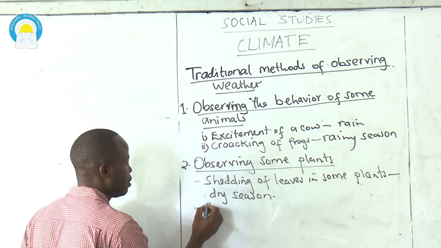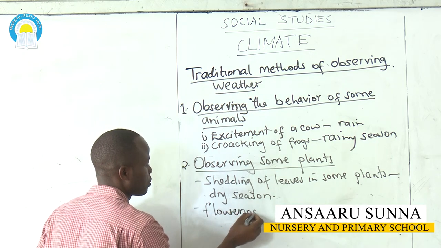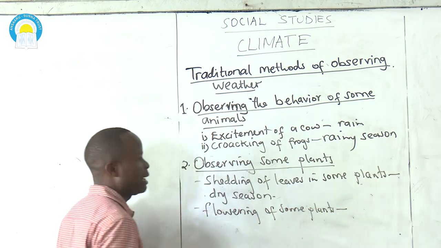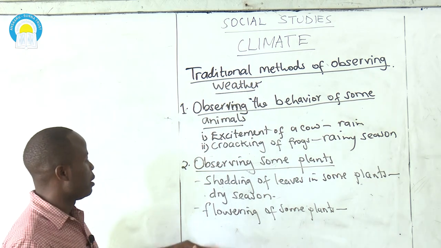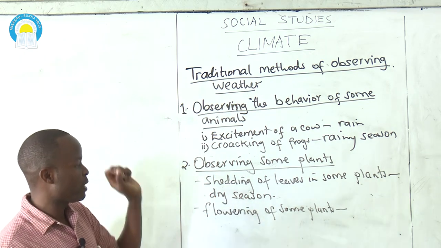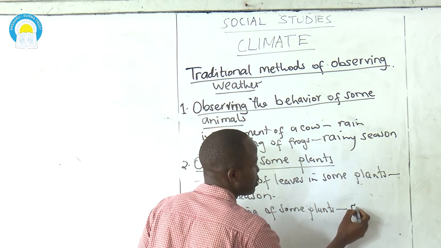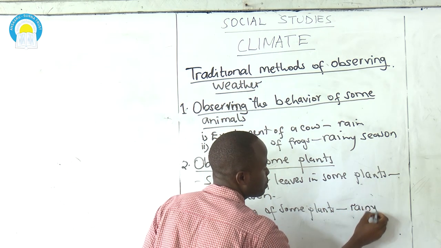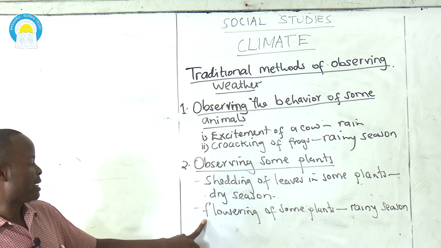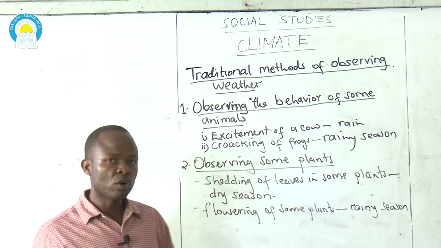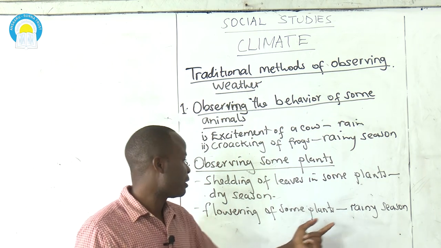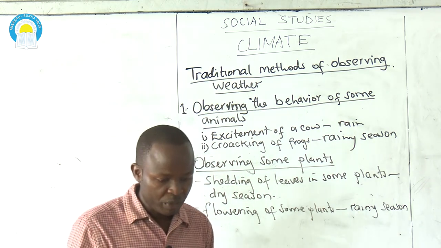Another one, flowering of some plants. Some plants, for example, jacaranda trees, after a long period of a dry season, when they start flowering, it indicated that a rainy season is soon. They normally flower when it is almost rainy season. Number three is migration of birds.